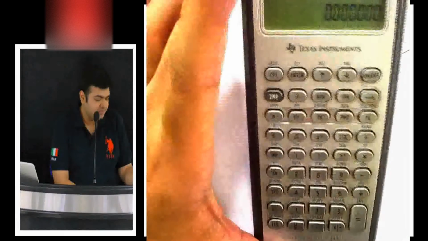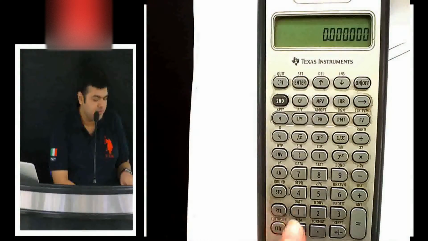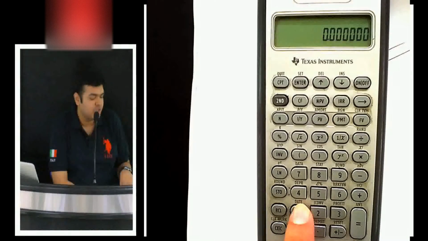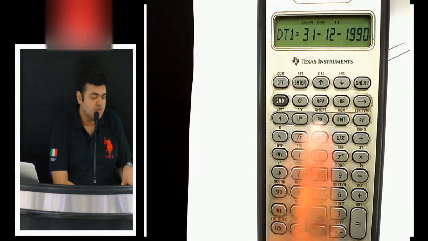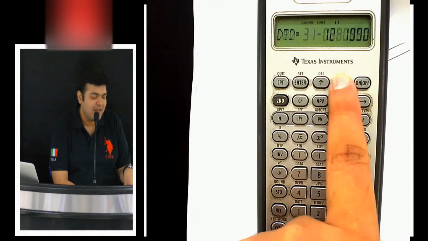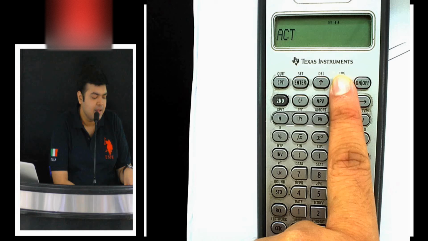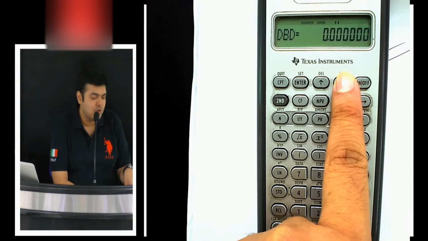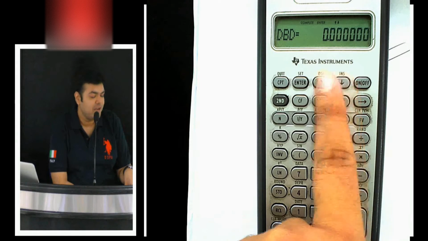Alright, then a couple of more basic stuff. Say for example, if I'm talking about the date function over here. On top of 1, if you see, there is a date function given. Second, date. You see, date 1 and date 2 is given. And then you have the DBD and actual. So basically what happens, you need to enter date 1 and date 2. And it will give you the days between dates. DBD stands for days between dates.